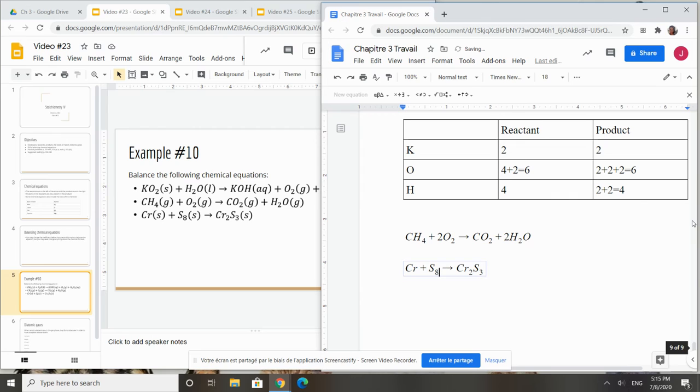And now for my next one, I'm going to start with my Cr2S3, and I'm going to specifically start with the sulfur. I've got 3 sulfurs over here and 8 over here. So the lowest common multiple is 24. I'm going to make them both 24 by putting an 8 here and a 3 there. But then that means I've got 8 times 2, 16 chromiums on my right. So I have to put 16 on my left, and now this is finished.